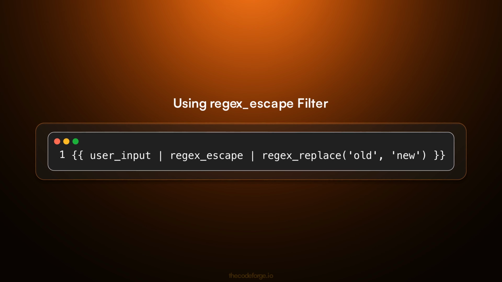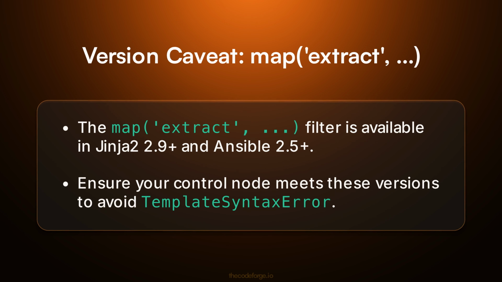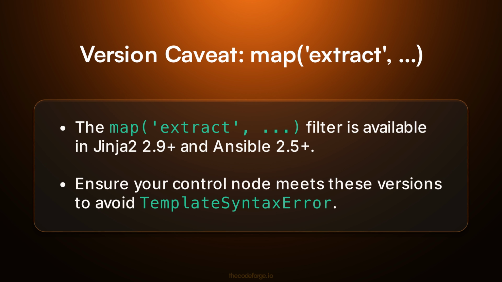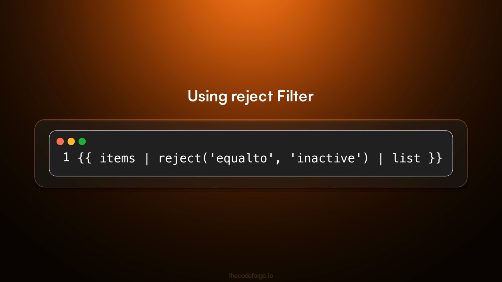When using regex_replace with user-provided input, escape the pattern with regex_escape to avoid unintended matches. Example: user_input | regex_escape | regex_replace(old, new). The map extract filter is available in Jinja2 2.9+ and Ansible 2.5+. Ensure your control node meets these versions to avoid template syntax errors. Complement select with reject to exclude items. Example: items | reject('equalto', 'inactive') | list returns all items not equal to inactive.